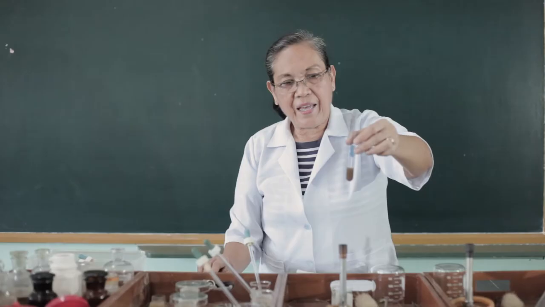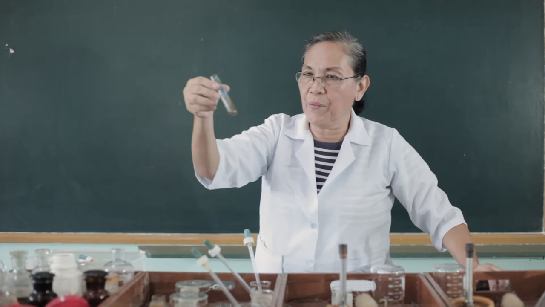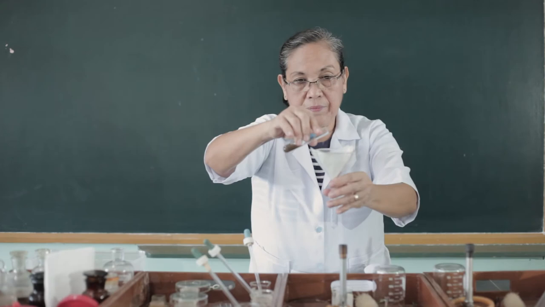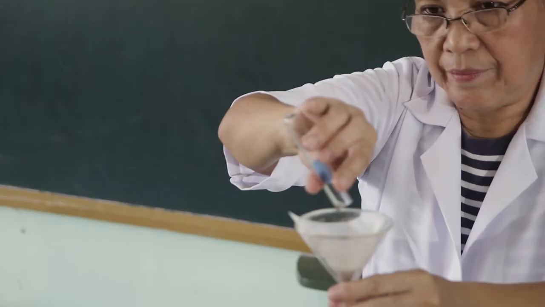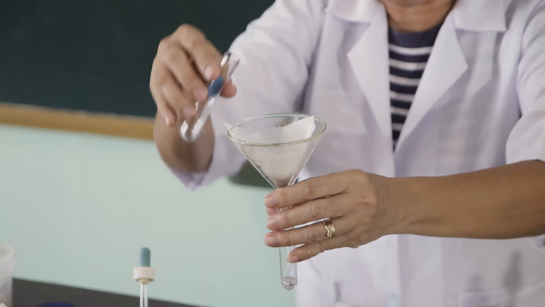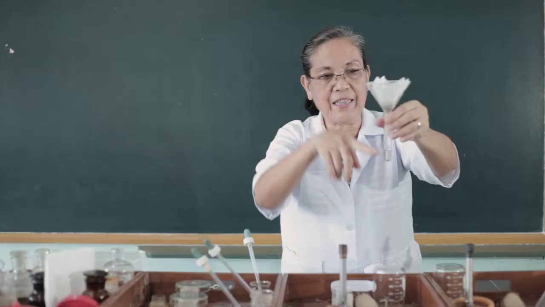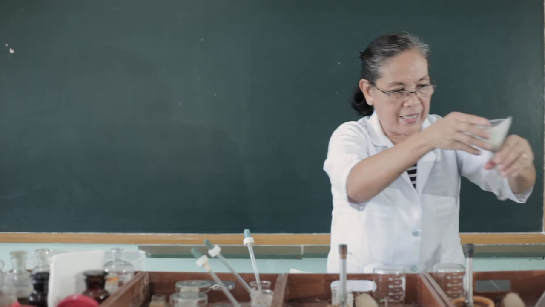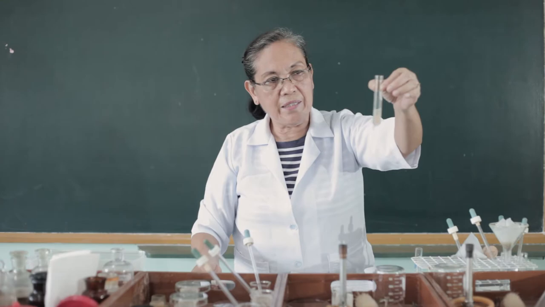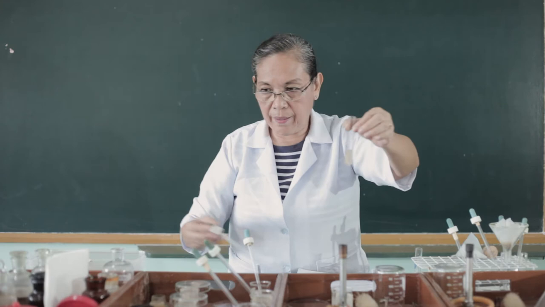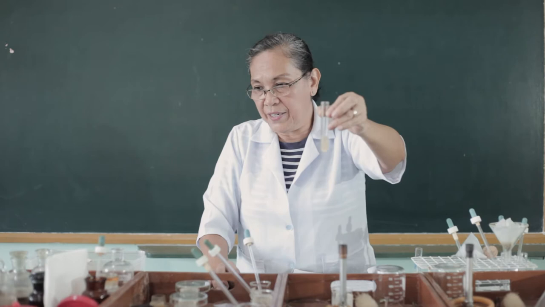So the white precipitate is gone, and let us filter this out. And to the filtrate, let us acidify this with sulfuric acid. So let's add this with the sulfuric acid until the blue litmus paper will just turn red. So notice that the blue litmus paper just turned red. Then we are going to add this with silver nitrate.